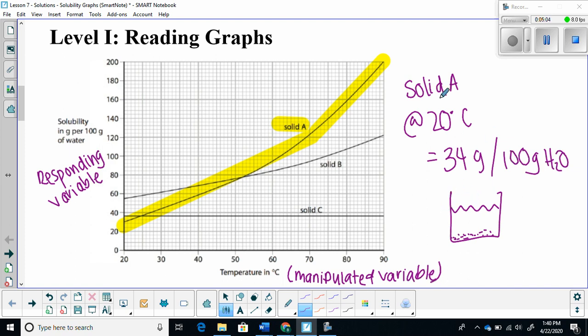Okay, so if I'm trying to get up to 50 grams in 100 milliliters, I would have to raise the temperature. So we're going across 50. I would have to raise the temperature above 35 degrees Celsius for it to be able to dissolve 50 grams of that solute. So basically this is what this graph is saying.